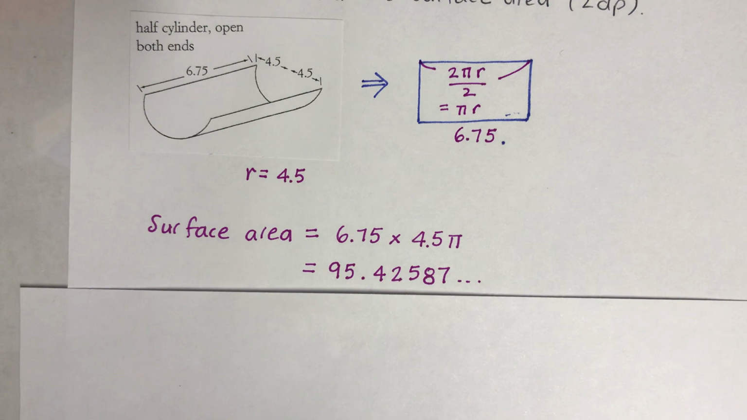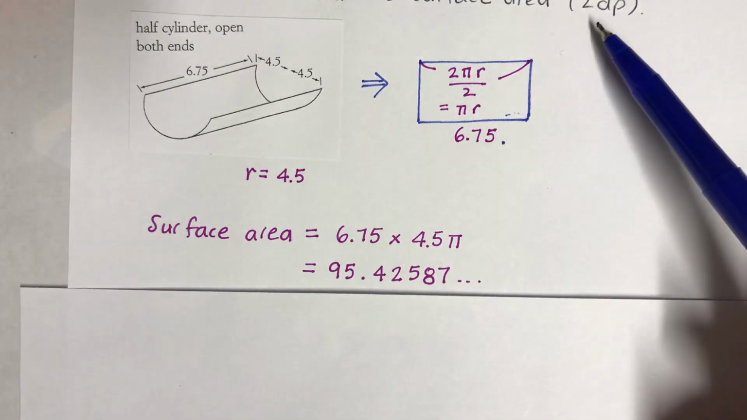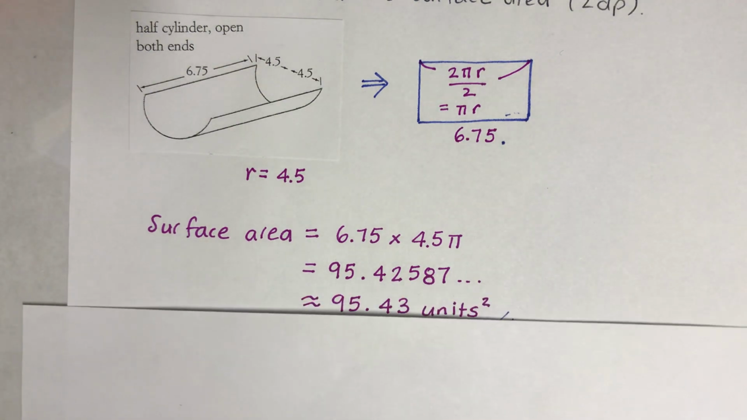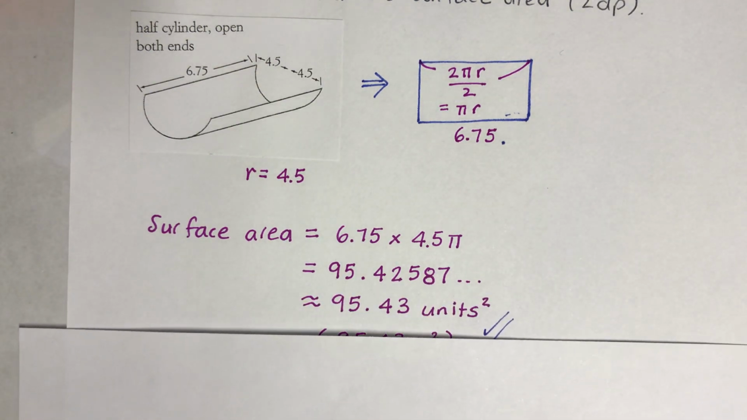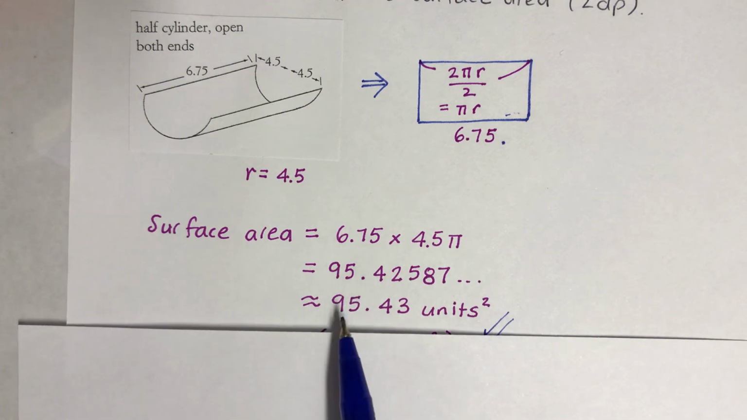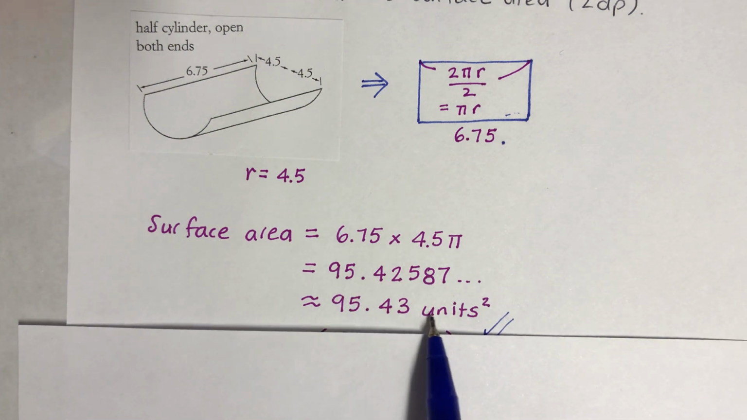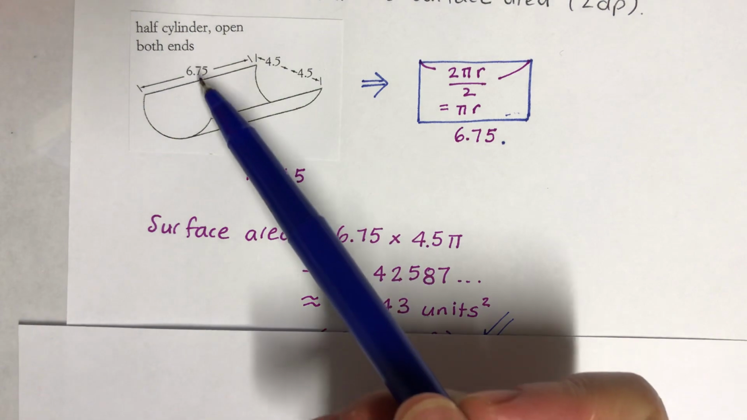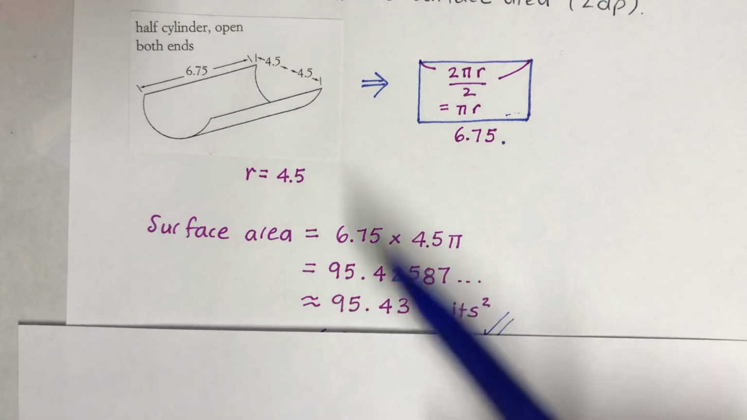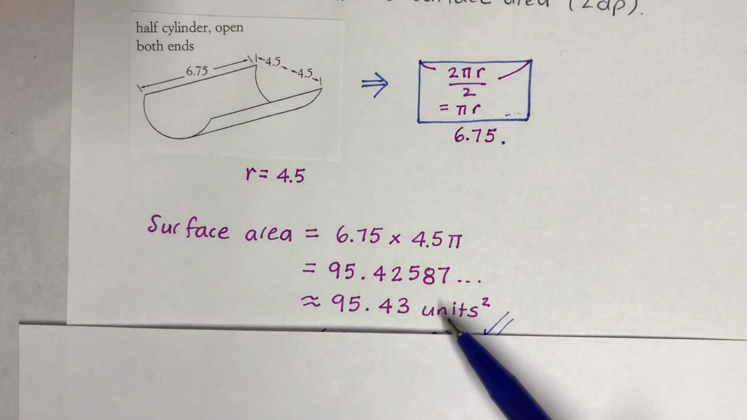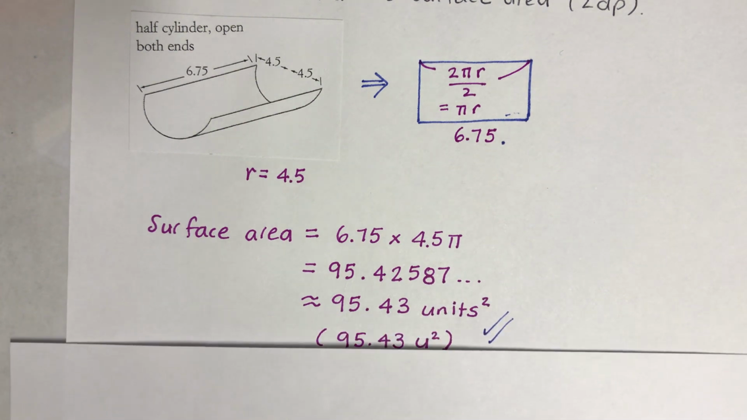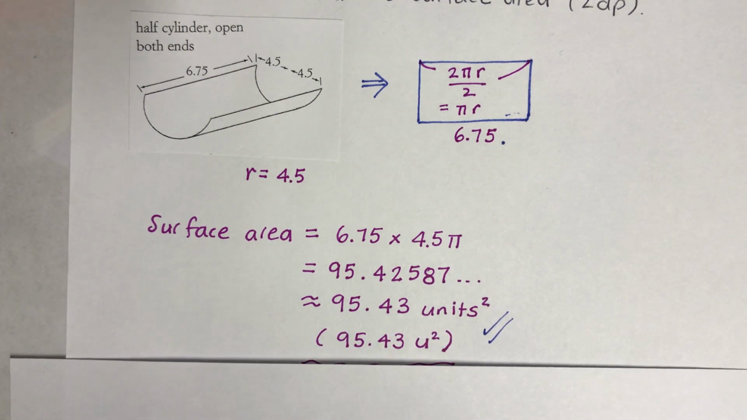And if I calculate that, it's 95.42587 and so on. Now, the question said 2 decimal places, so let's see if I did it correctly this time. Excellent, I've done it. So 95.43 units squared, because it didn't really tell you what measurement they used. In this case, you probably need to write units squared, or a simpler way will be 95.43 u squared for short.